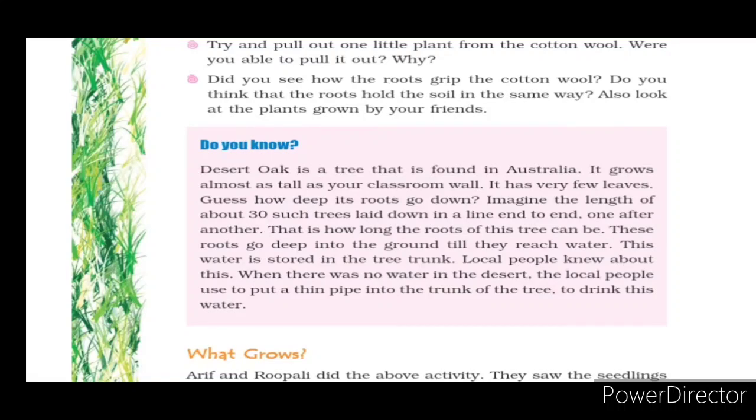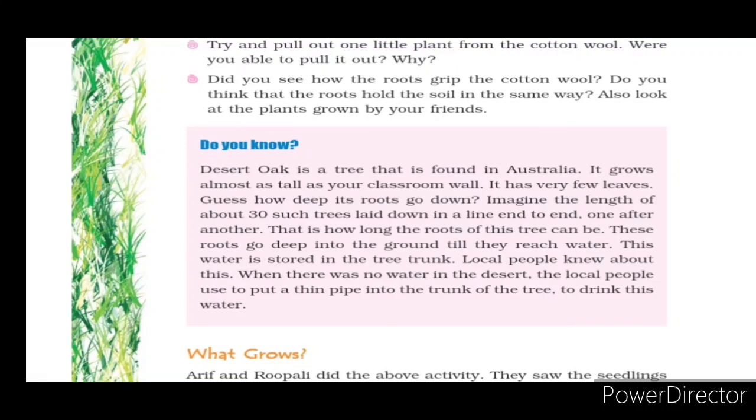Deep inside the soil, the roots are growing up to the level of the groundwater, like our tube well, when you are boring under the soil. In the dry season of the desert, it is comparatively dry. So from deep inside the ground, the roots are taking the water, and it is storing the water in its trunk to survive. The local people also knew this fact. When they find there is a lack of water in the desert, they put a small pipe into the trunk and take out the water.